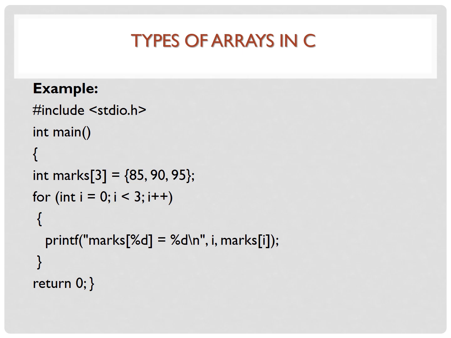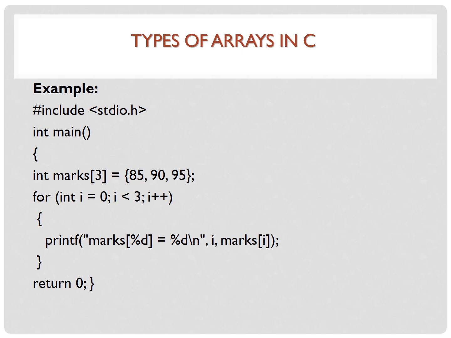Next, we can see an example for a one-dimensional array. Here, the first line indicates the preprocessor directive. The second line, int main, is the main function where program execution begins. The next line is int marks[3] having 3 values, 85, 90, 95, within curly braces. So this line declares an array of 3 integers named marks and initializes it with the values. So marks[0] is 85, marks[1] is 90, and marks[2] is 95.